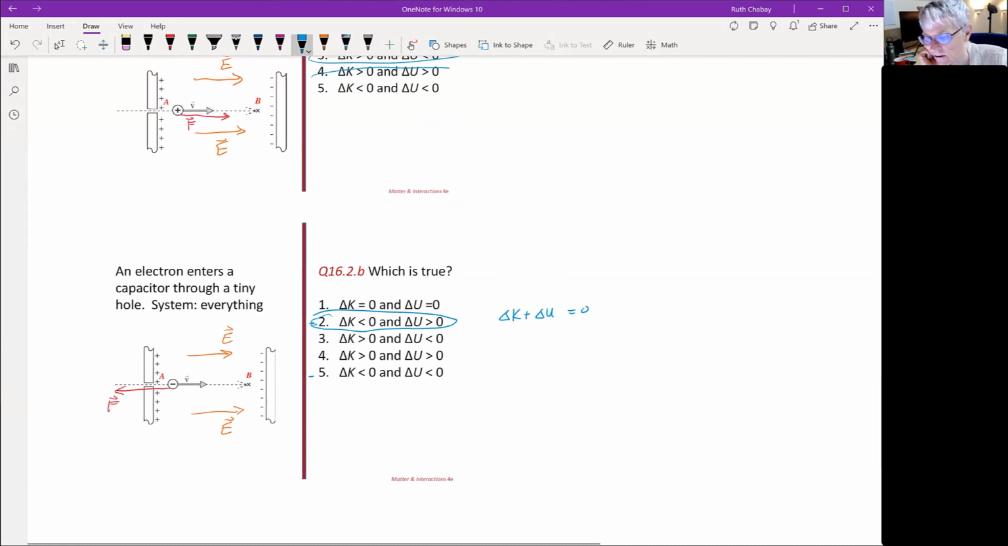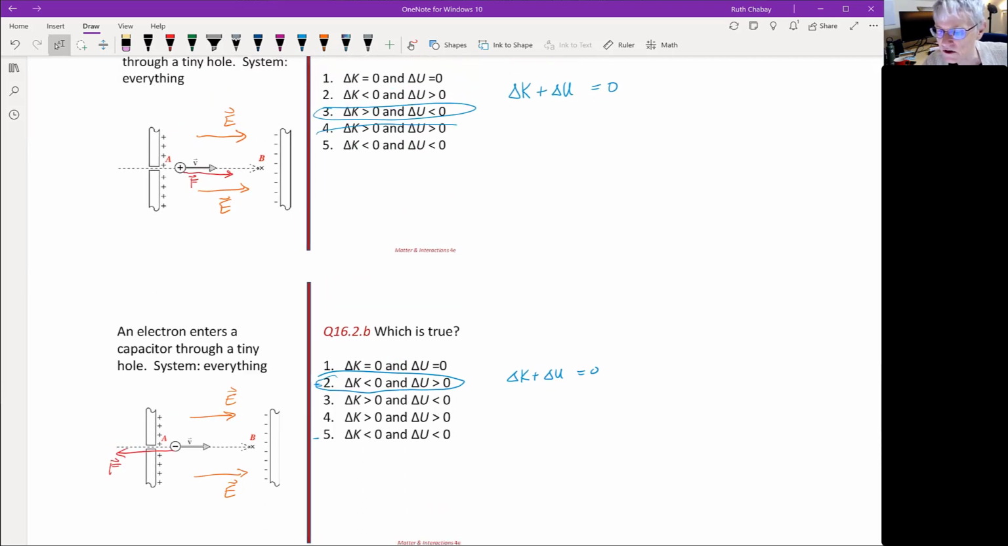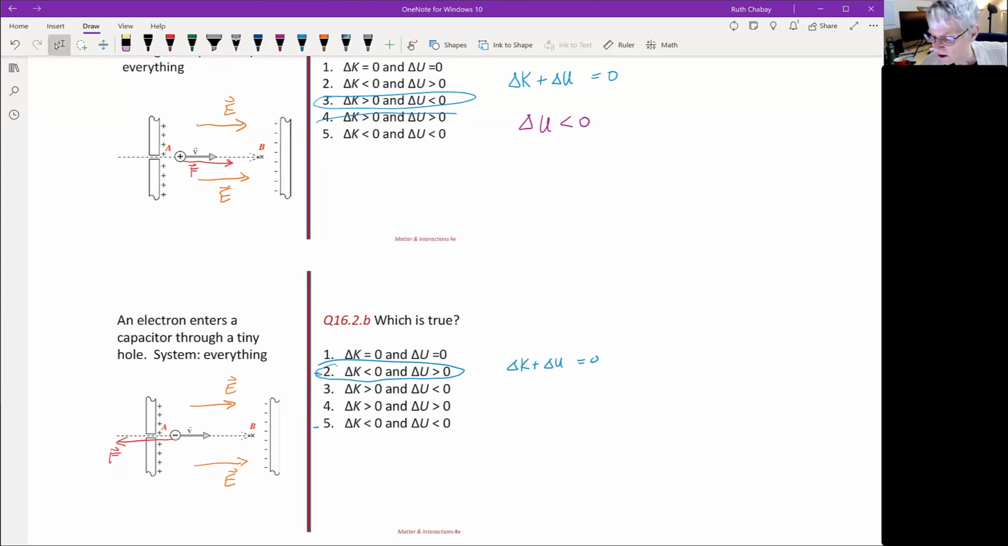So here we have a situation where the field is the same, but the force on a proton and the force on an electron are in opposite directions. The field is the same, the displacement is the same, but the change in electric potential energy has different signs. When the proton was speeding up, the electric potential energy decreased. When the electron is slowing down, the electric potential energy increased.